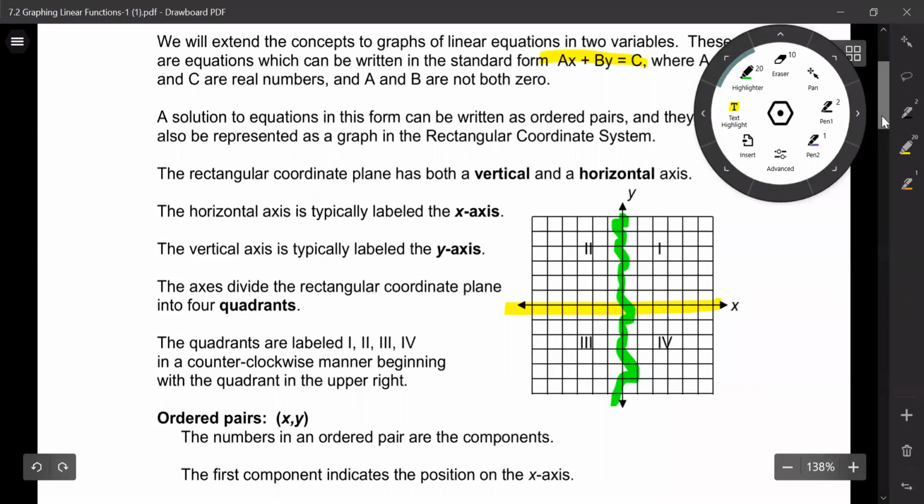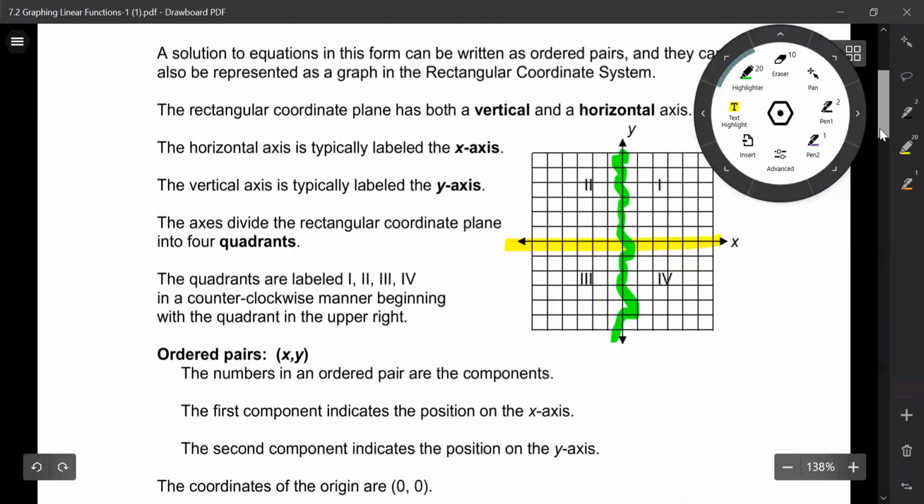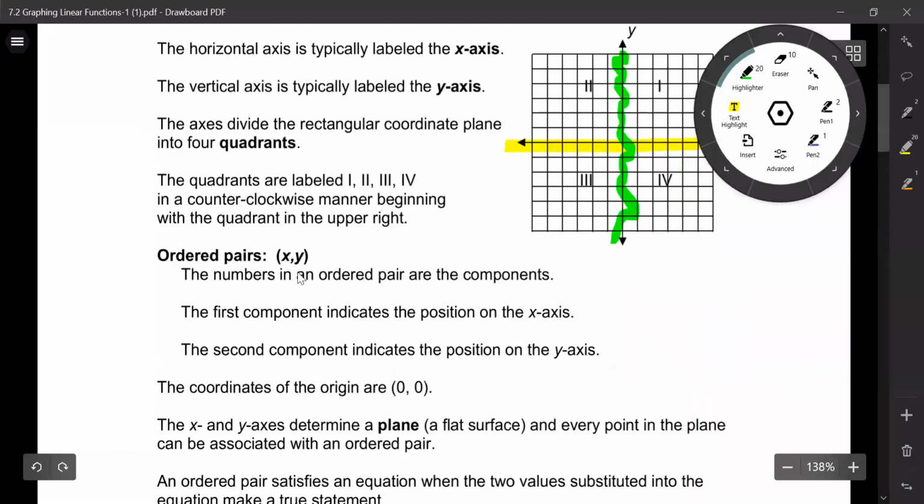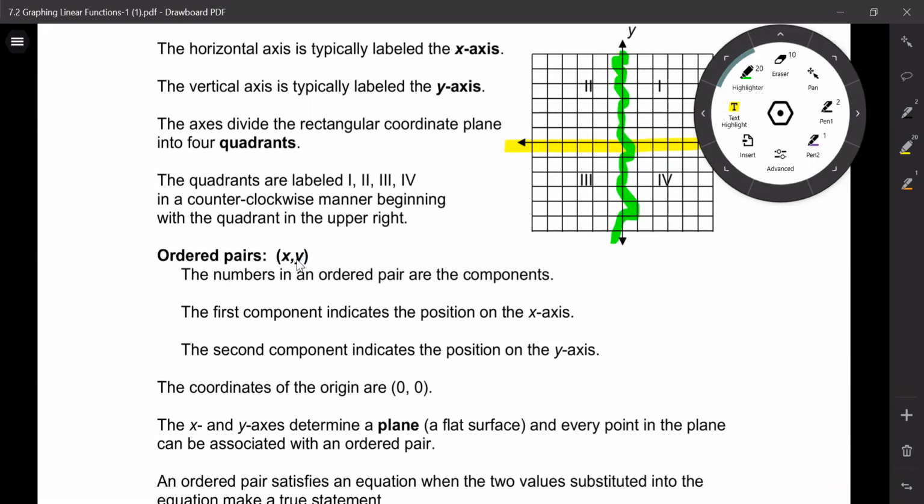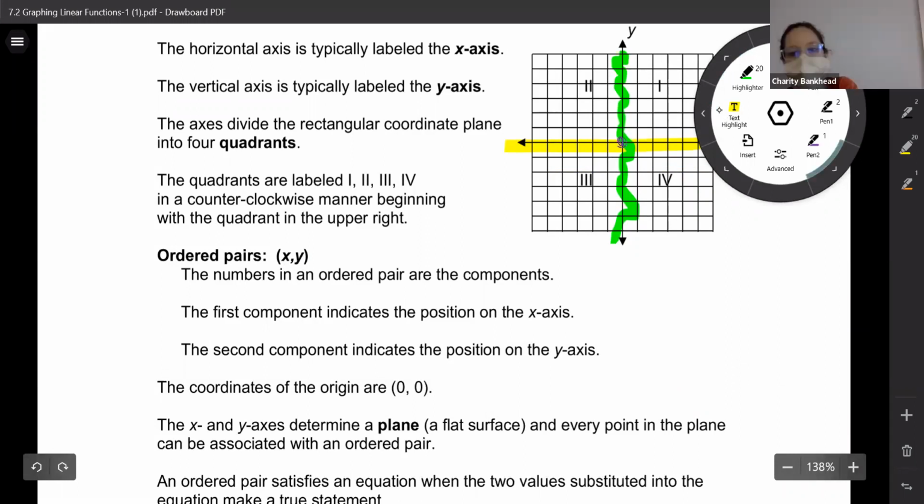So this is what it means by an ordered pair. You have parentheses, x value, comma, y value. So whenever it's 0, 0, that is known as the origin.